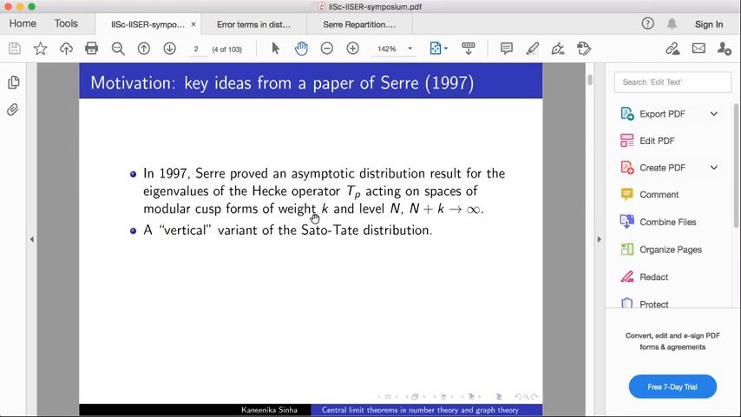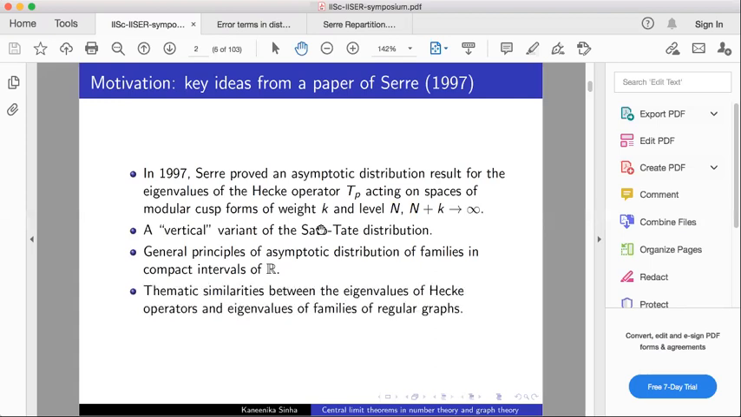In those days, the Sato-Tate distribution was merely a conjecture, and there was lots of interesting work around it, interesting variations of the problem, and this was one of them. Now, one very important contribution in Serre's paper is that he brings together some classical principles of equidistribution, or what he calls asymptotic distribution of families in compact intervals of R. These principles were known classically, but he brings them together, states them explicitly, and uses them to derive distribution results for eigenvalues of Hecke operators, as well as eigenvalues of families of regular graphs. In this way, he highlights thematic similarities between these two families, and this is the starting point for the work that we want to discuss today.